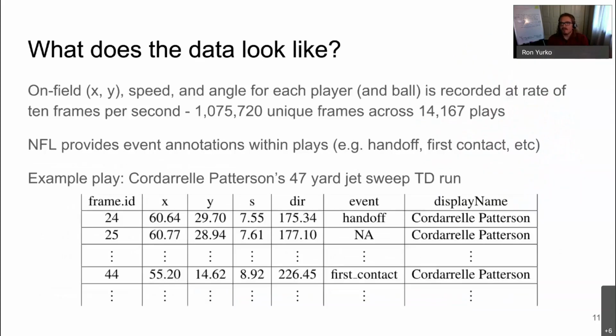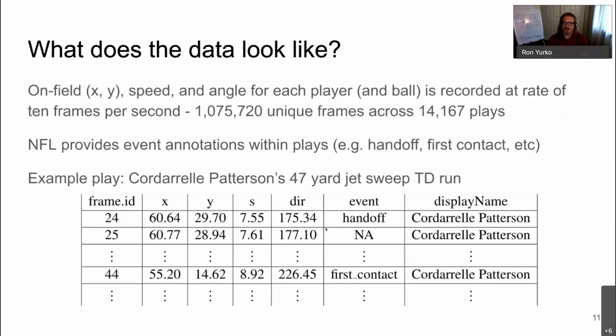And as I said, it's a lot of information. For literally every player and the ball, we have the XY coordinates, their speed, and a notation of the direction they're facing. Then we get annotations of different events throughout the play, such as when a handoff occurred, when there was first contact, when they reached the end zone, when the ball arrived on a pass, etc.